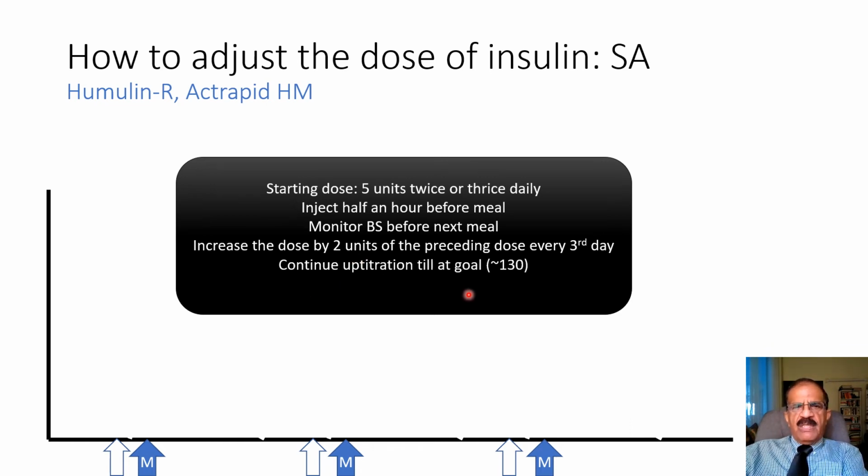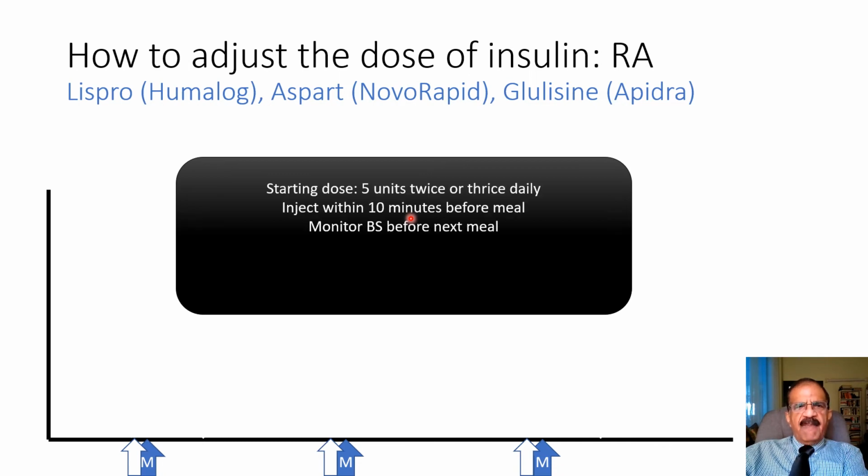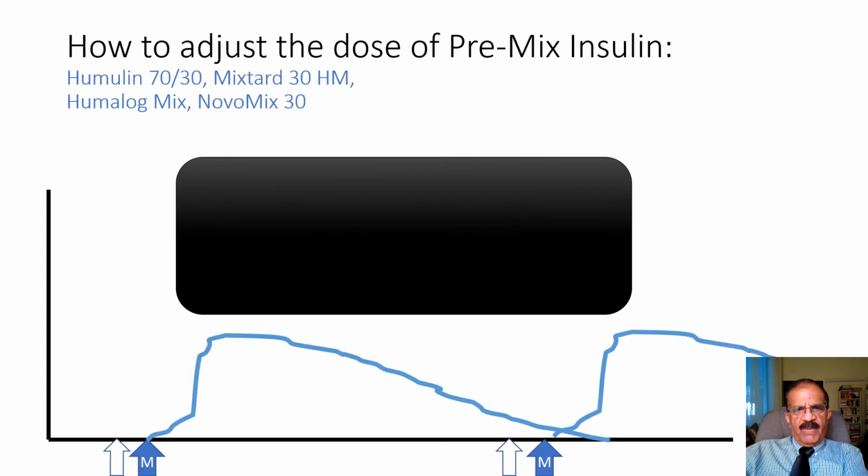Continue up-titration till at goal, which is around 130, and once you have achieved this goal, you continue the same dosage. And this picture shows that insulin is to be injected half an hour before meal. How to adjust the dosage of rapid acting insulin, Lispro, Aspart, NovoRapid, Glulisine: exactly the same way, except that you inject it 10 minutes before meal. You just inject and within 10 minutes you eat. So it is the same.